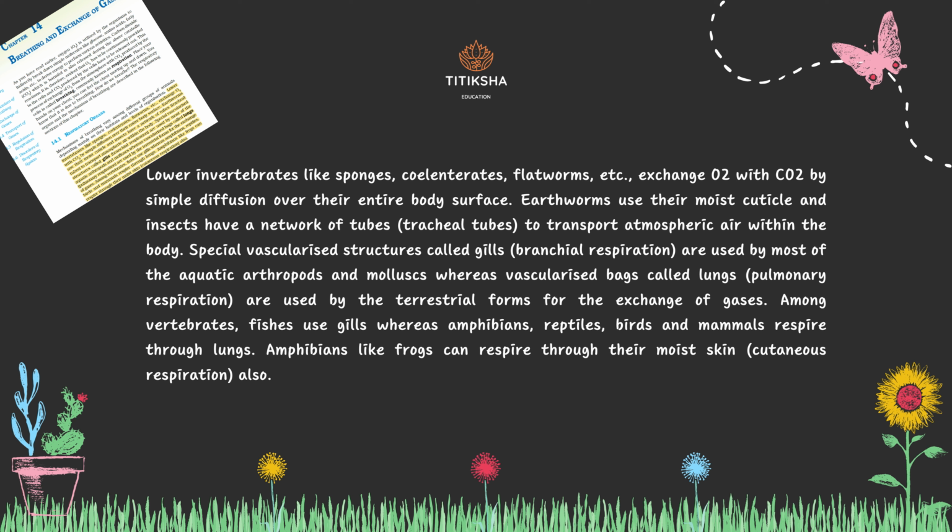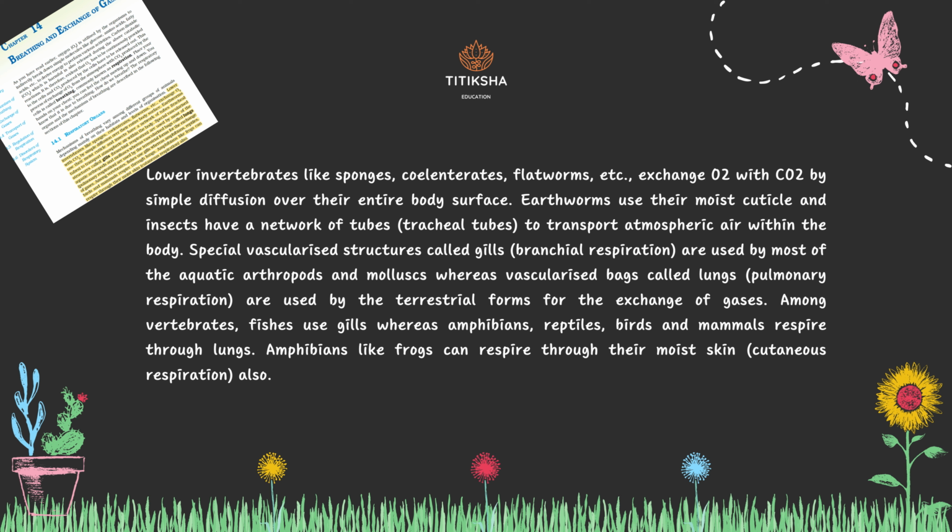Lower invertebrates like sponges, coelenterates, flatworms, etc., exchange O2 with CO2 by simple diffusion over their entire body surface. Earthworms use their moist cuticle, and insects have a network of tubes or tracheal tubes to transport atmospheric air within the body. Special vascularized structures called gills, or branchial respiration, are used by most of the aquatic arthropods and mollusks, whereas vascularized bags called lungs, or pulmonary respiration, are used by the terrestrial forms for the exchange of gases.